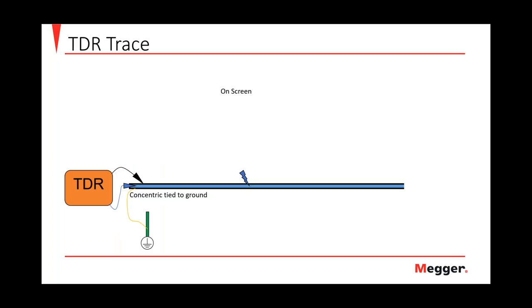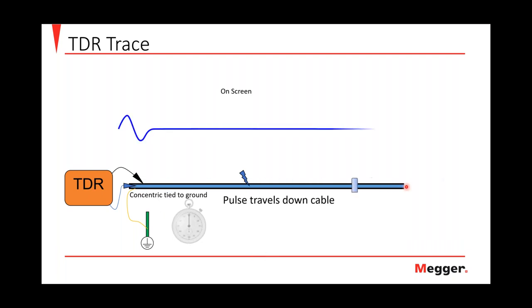And here we have the TDR trace and what it does. This is a standalone TDR and it's connected the same way. We've got our high voltage output connected to the center conductor, the return going to the shield, and the shield is grounded. So the TDR is going to put on that low voltage pulse. It's going to release that pulse, travel down to the end of the cable, bounce off, and come back, and we get this reflected waveform.